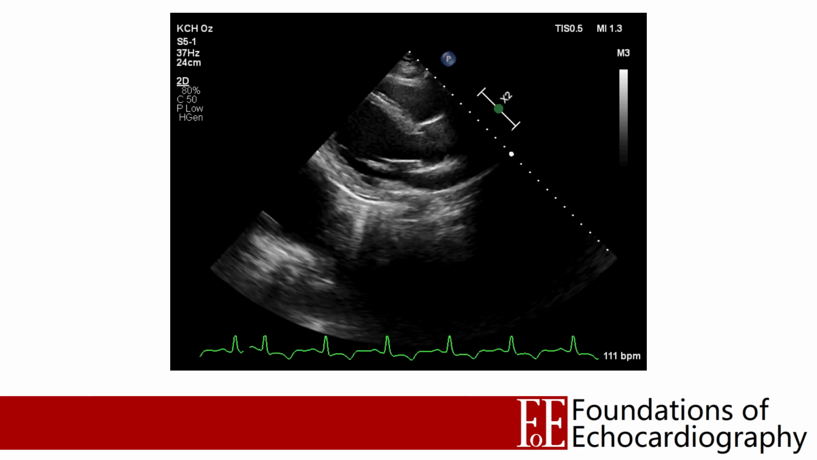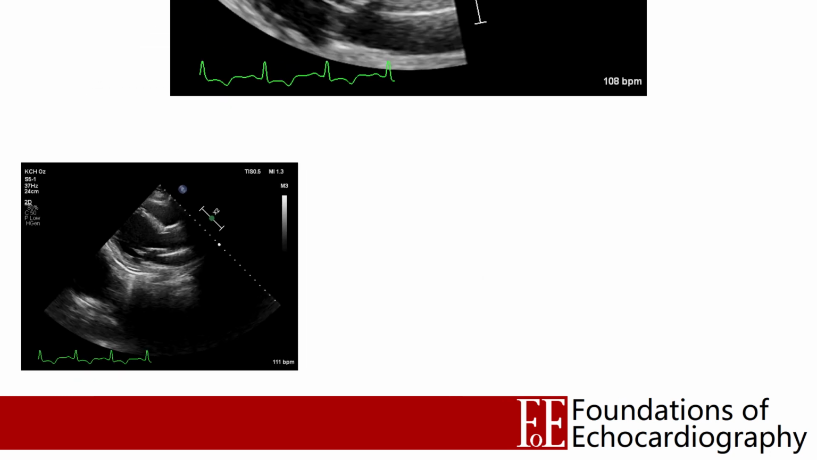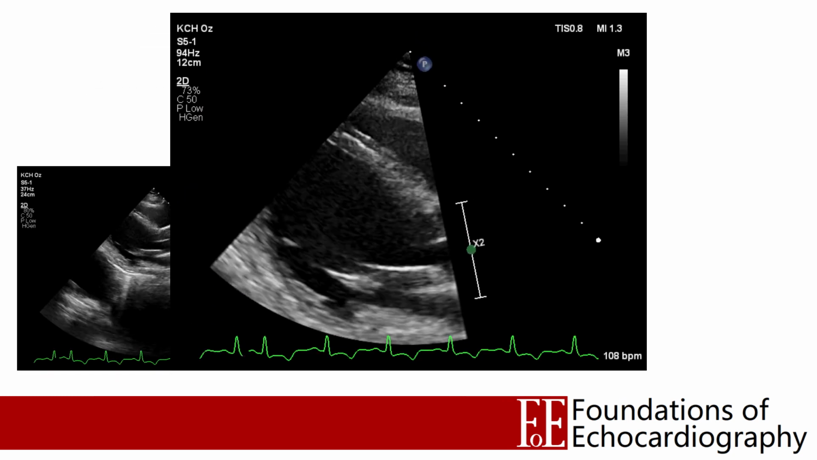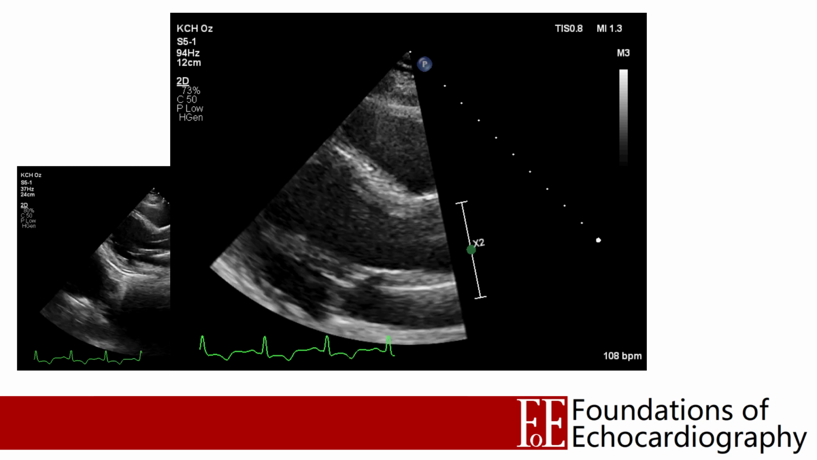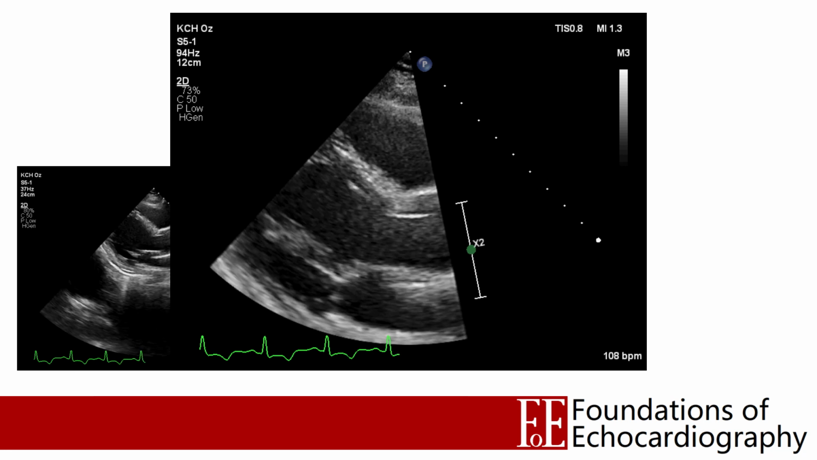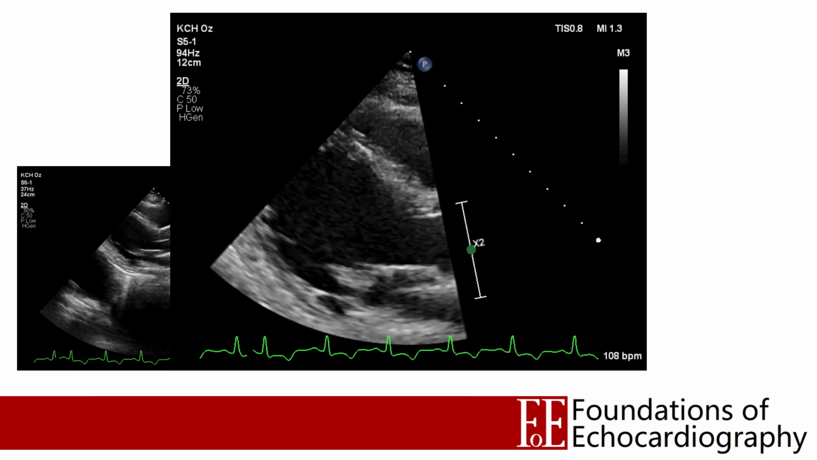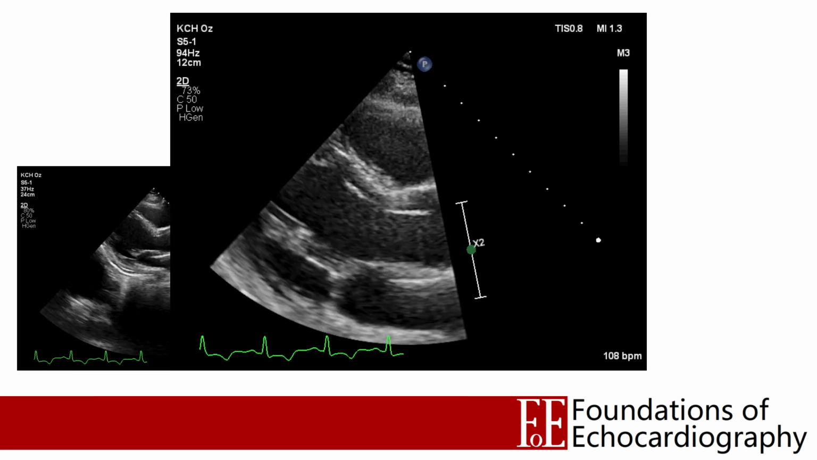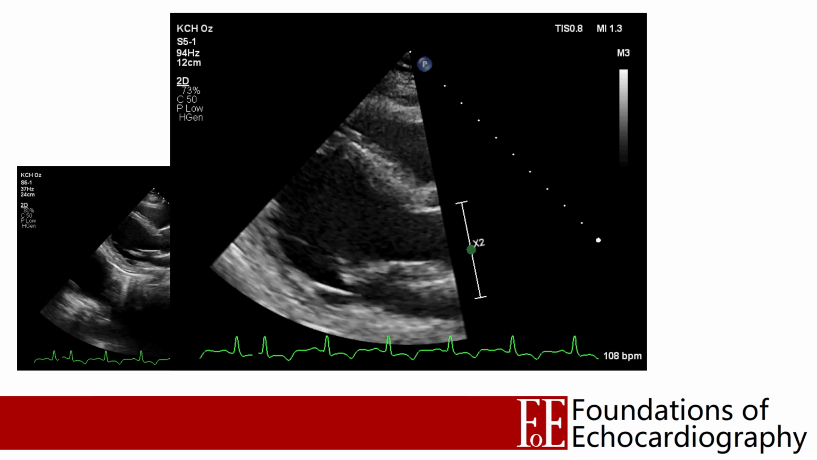Alright, so let's try again getting our parasternal long axis. This time we've made our sector much smaller. We've decreased our depth to 12 centimeters, we've decreased the angle of the sector to probably about 50 degrees, and we're imaging a much smaller part of the body. Now our frame rate has shot up to 94 frames per second. But this view is inadequate because we're losing a lot of detail that's important to us.